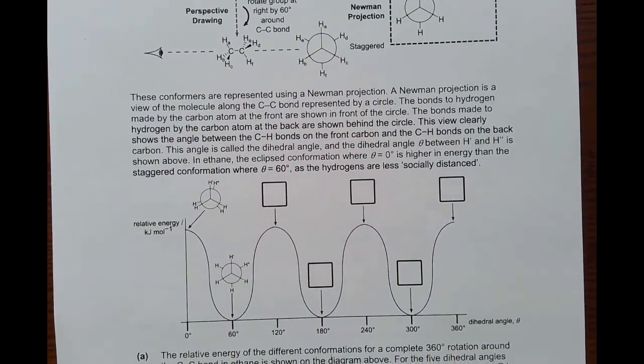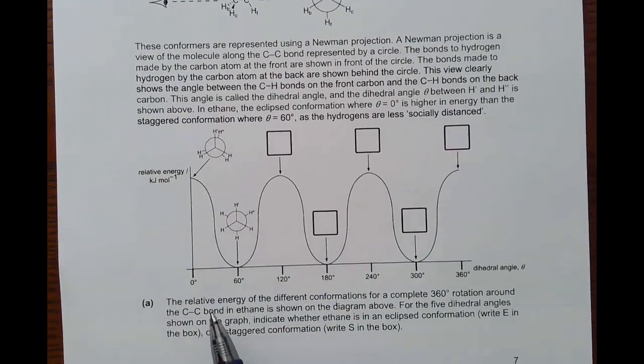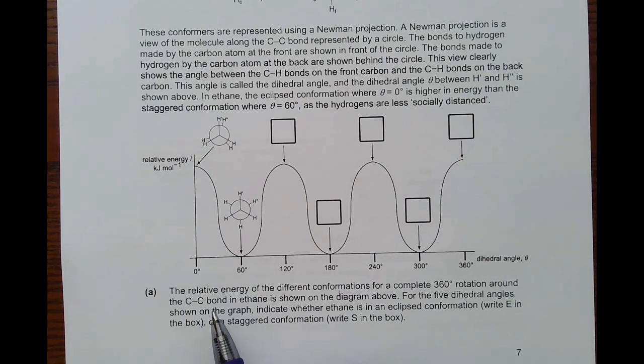There's lots of stuff for you to read there. I'm not going to read it; you can pause it and read it yourself. The question asks: the relative energy of the different conformations for a complete 360-degree rotation around the C-C bond in ethane is shown in the diagram above. For the 5 dihedral angles shown on the graph, indicate whether ethane is in an eclipsed conformation, write E in the box, or a staggered conformation, write S in the box.